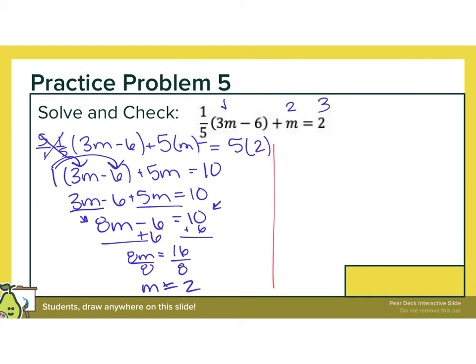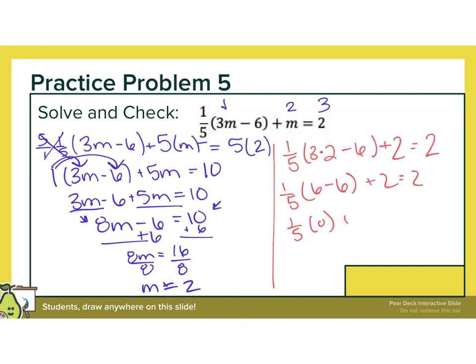Check. You must check by plugging into the original, okay? So we have 1/5. Everywhere we see an m, we're putting a 2 in its place. 3 times 2 minus 6 plus 2 equals 2. So 1/5. 3 times 2 is 6. 6 minus 6 is 0. Anything times 0 is 0. We get 2 equals 2. That means we are right. So our answer is m equals 2.